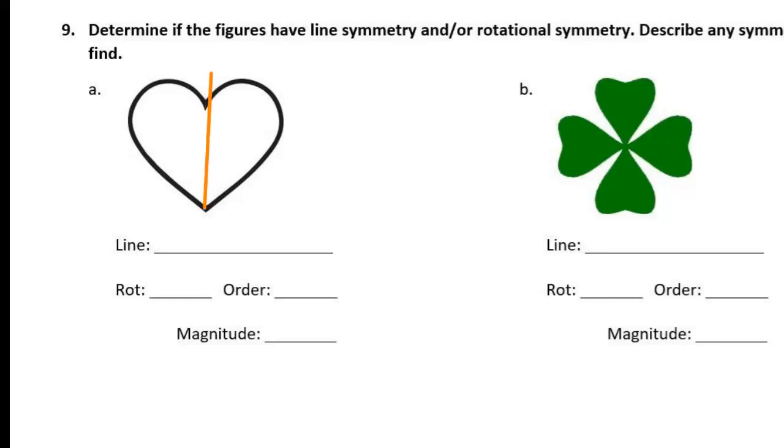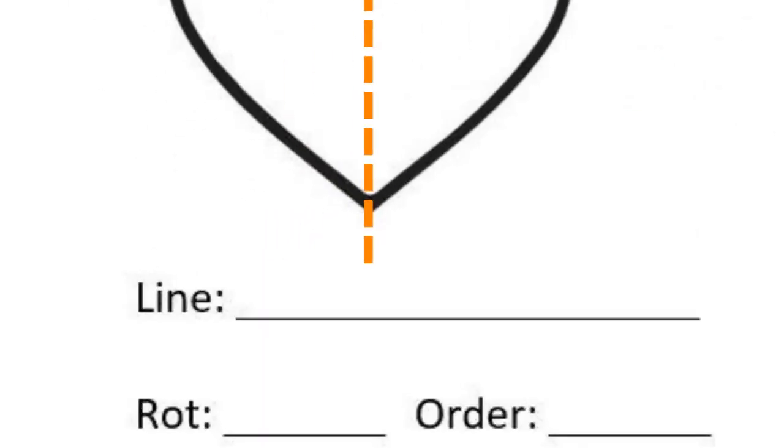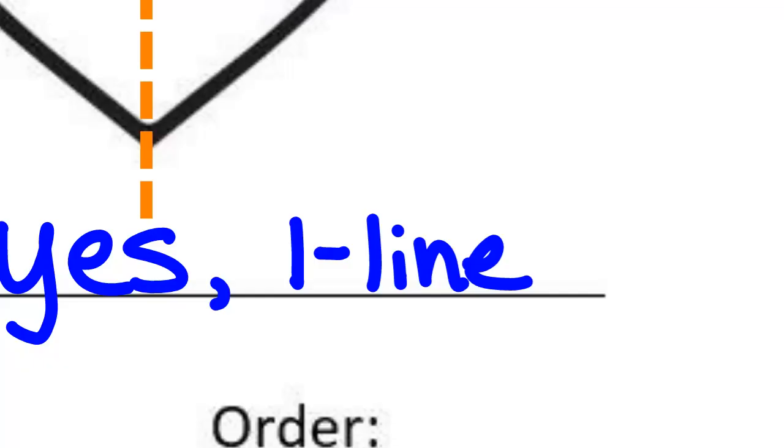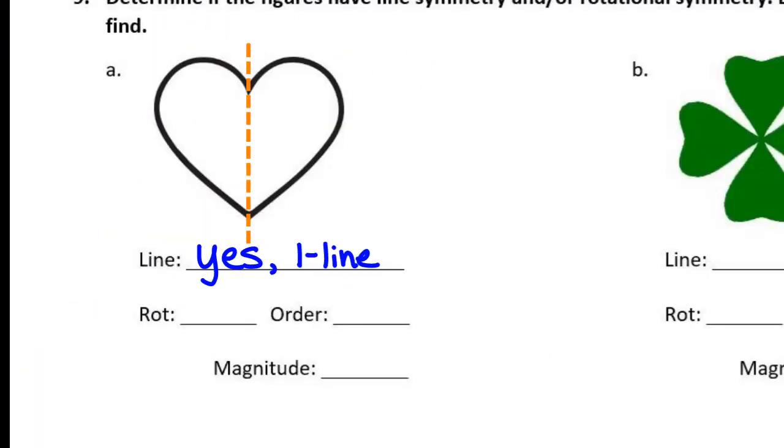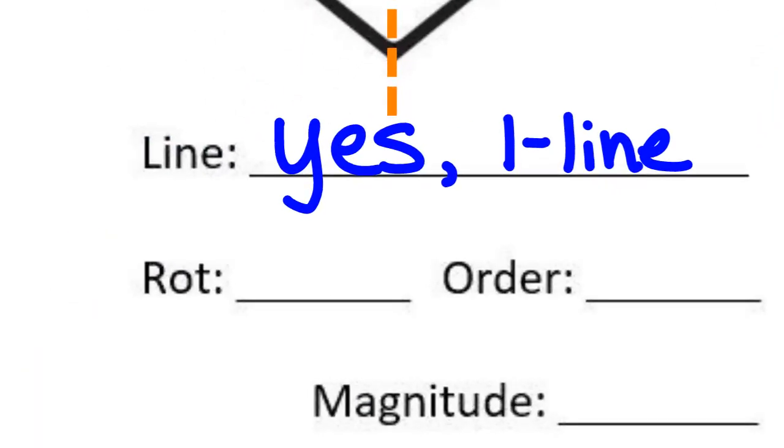Yes, if I draw vertically, let me make this a dashed line. If I draw vertically right through the center of that heart and I fold it across that line, they match up. Are there any other lines of symmetry? Any other places where I could draw a line like that and fold it in half, and they would match up? No. So this has one line of symmetry.